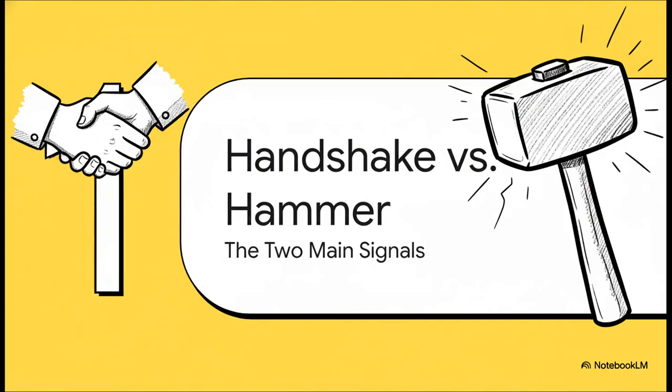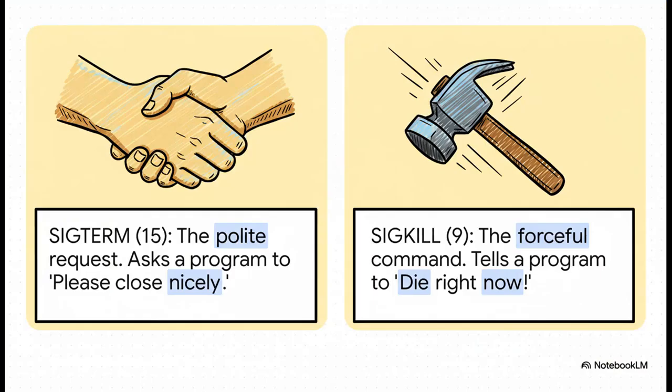But here's the thing. Not all of these postcards are created equal. When it comes to stopping a program, there are two main types of signals you'll use, and they have, let's just say, very different personalities. You can think of it as choosing between a polite handshake and a very heavy hammer. On one side, you've got SIGTERM. That's short for terminate. This is your handshake. It's the polite postcard that asks a program to please shut down. It gives it a chance to save its work, clean up after itself, and close gracefully.